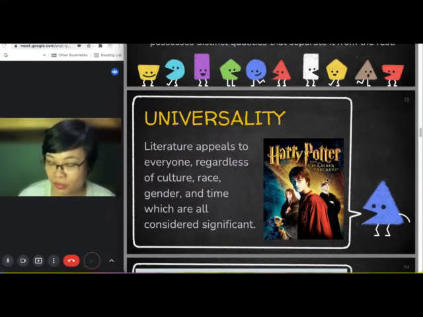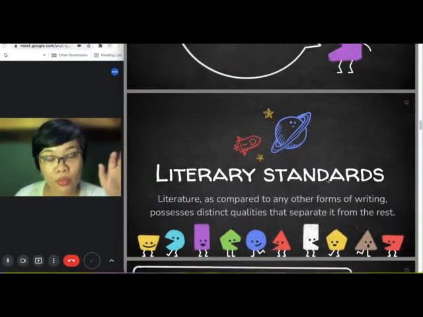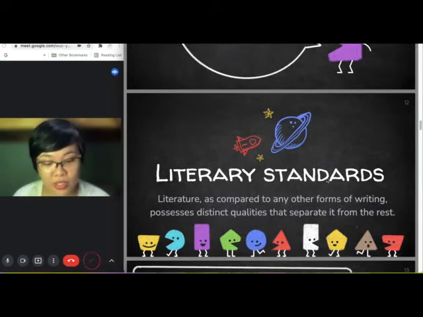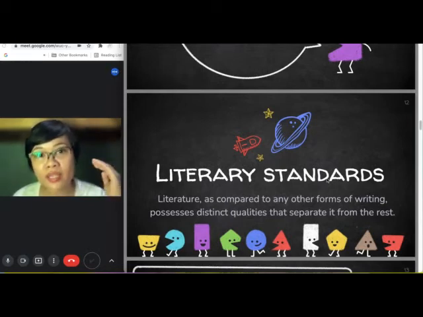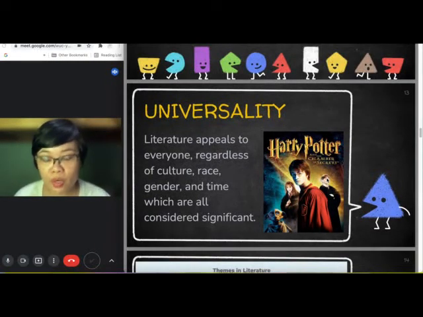By the way, before we start with the first one, when it comes to literary standards, we're talking about the ones that are considered classics. We talk about the ones that have broken the glass ceiling. Okay, so they have set the standards of what is a true piece of literature. So the first one is universality. So literature appeals to everyone regardless of culture, race, age, gender, etc.